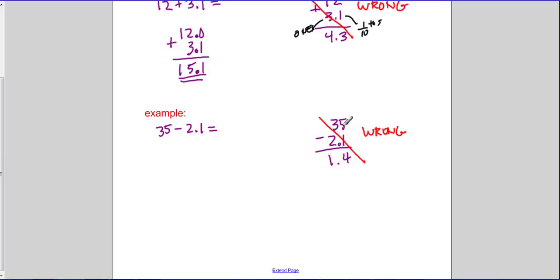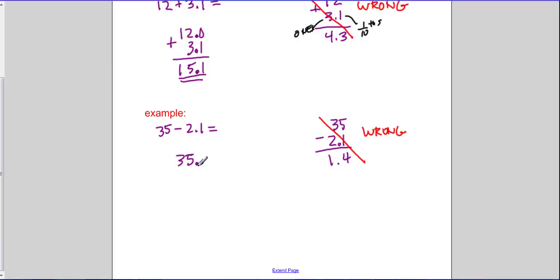In number 2, I made the same mistake. I'm subtracting a 2, which is 2 ones, from 3 tens. The 30 represents 3 tens. I can't do that. I have to add and subtract tens with tens, ones with ones, etc. And here I'm subtracting a tenth, 1/10, from 5 ones. I can't do that. So what I do is I put a decimal point again after the whole number.